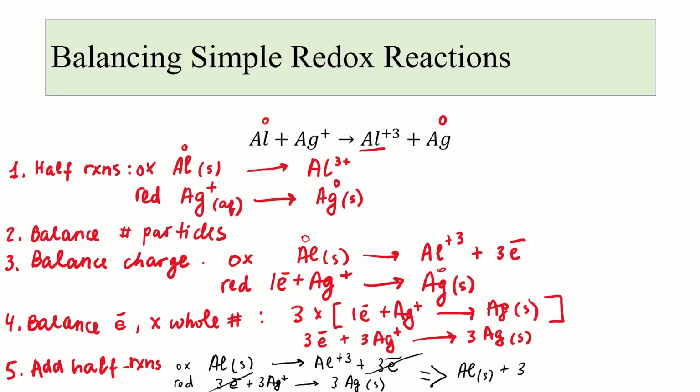Aluminum plus 3 silver cations. Product is aluminum cation plus 3 silver atoms. So now we can add appropriate coefficients. 3 in front of silver plus and 3 in front of solid elemental silver. And now this reaction is balanced.